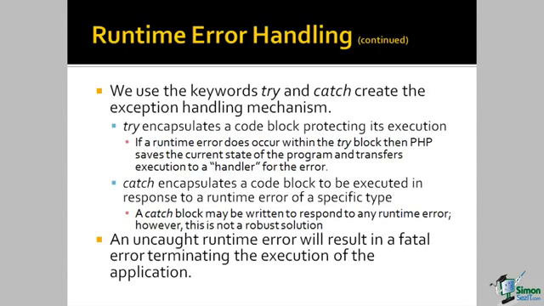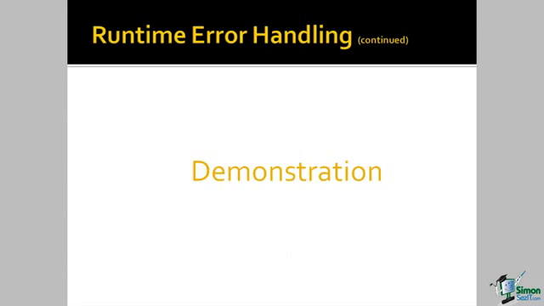A catch block can be written to respond to any type of runtime error, and the response can be any legitimate PHP code, so that we can be reactive to runtime errors in our code that protect the state of the application and allow us to recover from these errors so as not to affect the user experience. In general, an uncaught exception, an uncaught runtime error, will result in a fatal error and the application will terminate. So let's go look at an example.